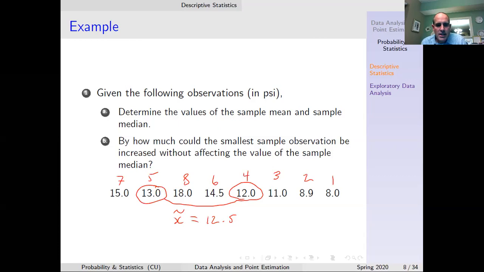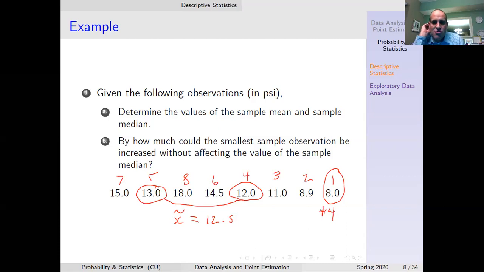There it is. And it says, by how much could the smallest sample observation be increased without affecting the value of the sample median? Well, here's the smallest value. And I could actually bump this up. I could increase this by 4. I could really crank this thing up and not affect the sample median. The sample median would still be the same. But the minute I get beyond 4, I start affecting things.